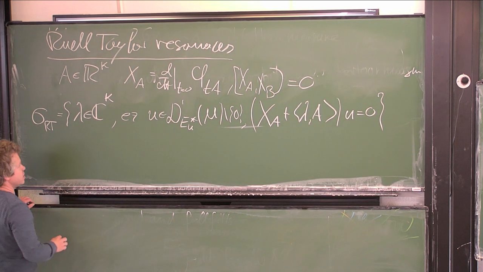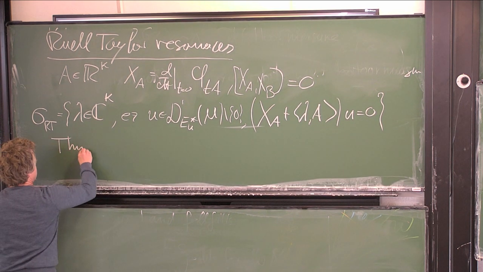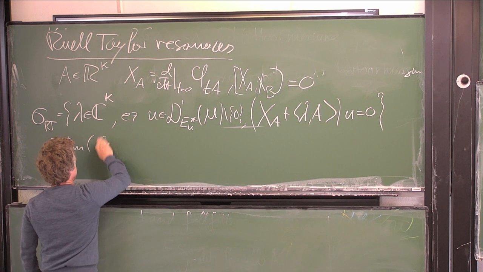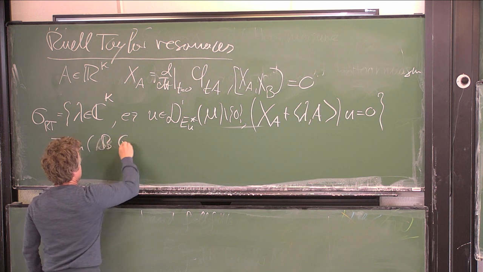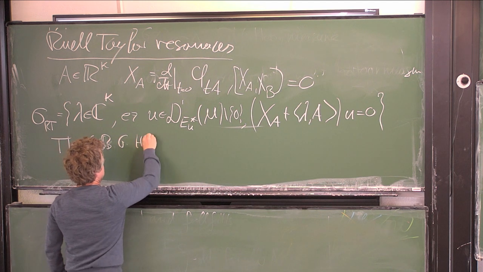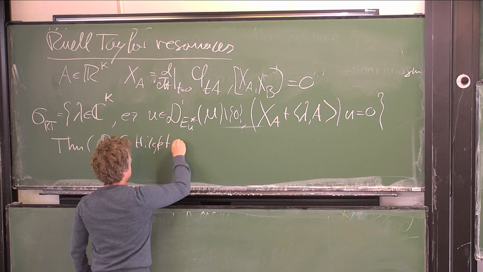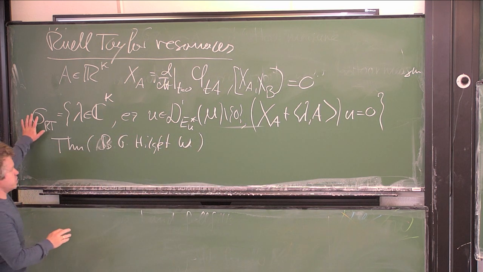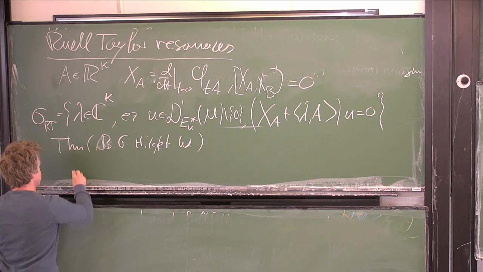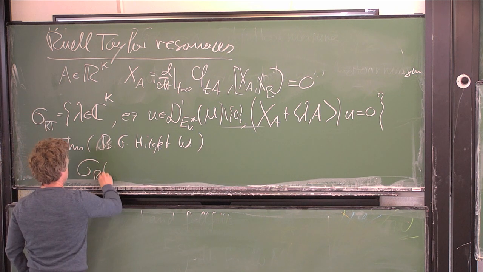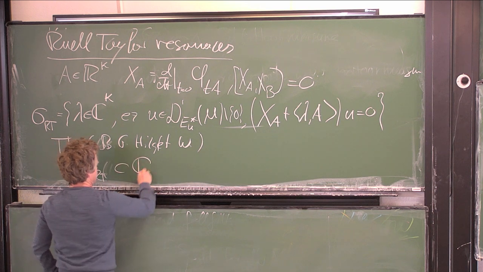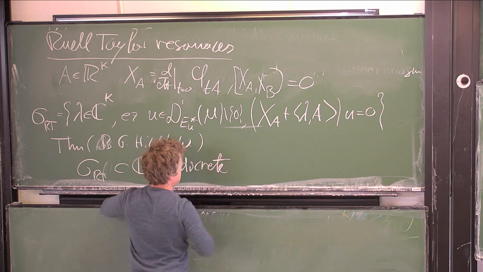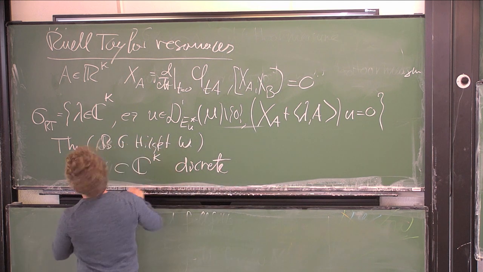And very briefly, the theorem of a previous paper, also with Yannick, Collin, and also Hilgert, in a nutshell says that this set, Sigma Ruelle-Taylor in C^k, is discrete.